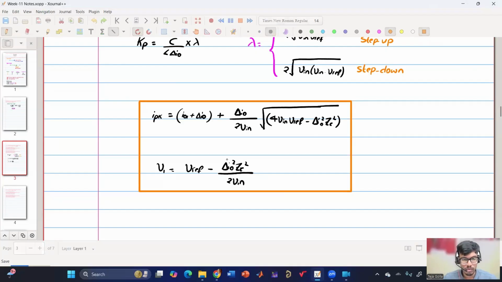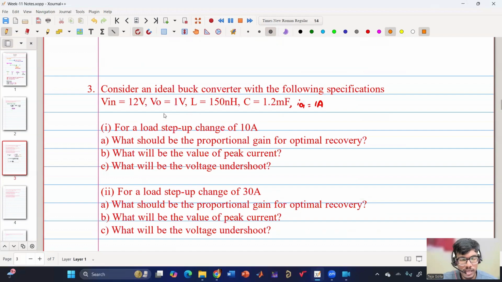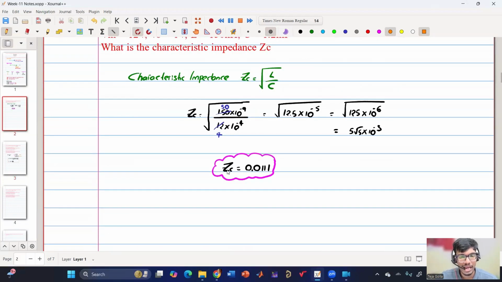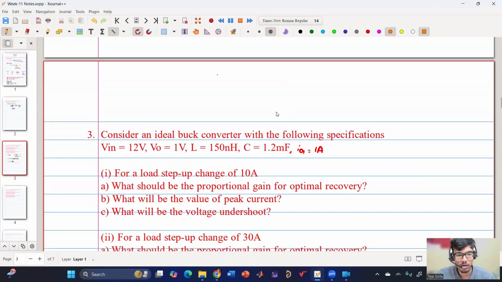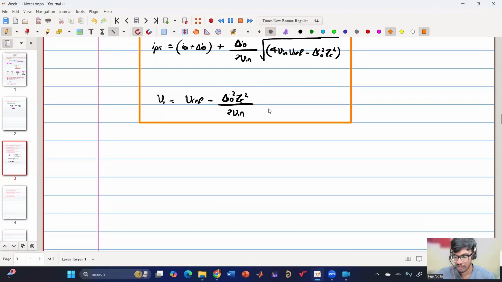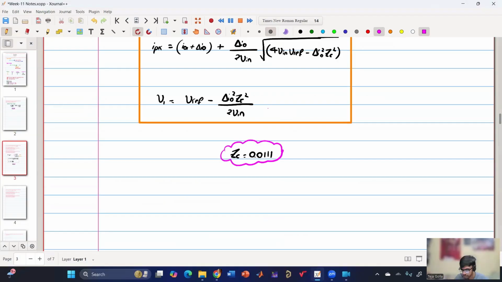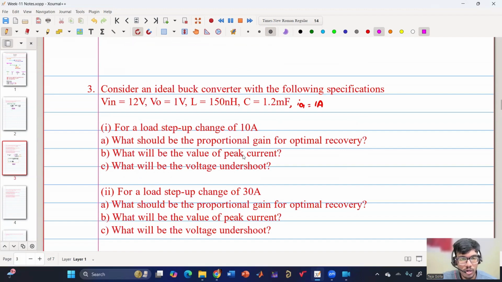Okay. So now for the same set of specifications, we already have calculated ZC, which is 0.0111. So I will give the ZC value. So we know that ZC is 0.0321. So we have this already. Okay, so now we'll do the first part.